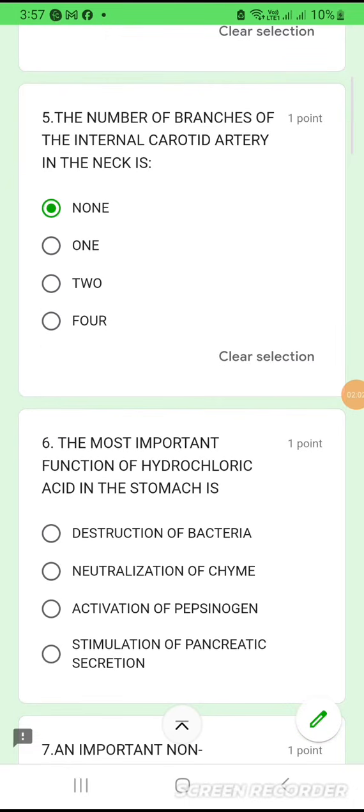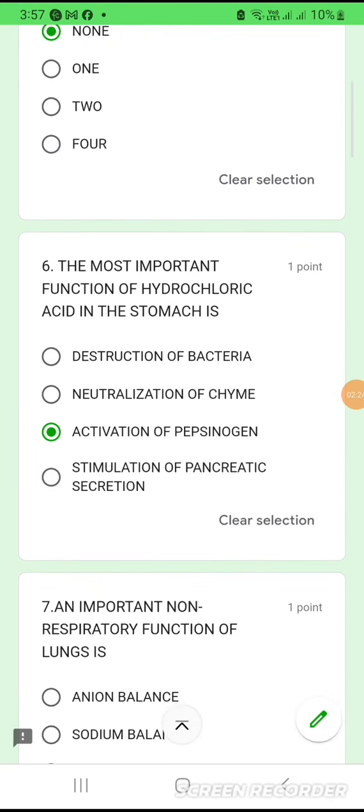Now coming on to sixth question, the most important function of hydrochloric acid in the stomach is whether destruction of bacteria or neutralization of the chyme, activation of the pepsinogen, and stimulation of pancreatic secretion. So the most important function of HCl in stomach is to activate the pepsinogen. Okay, so the option is C.